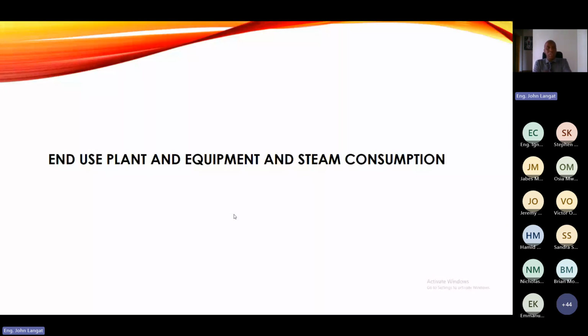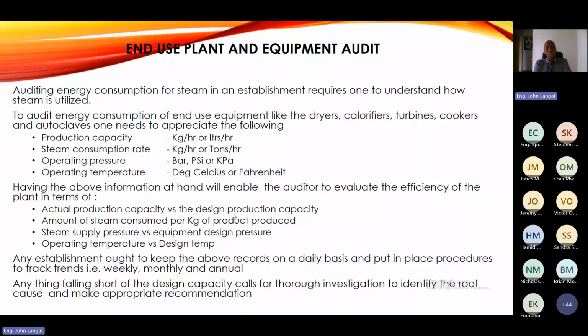Let's go to end use, plants and equipment and steam consumption. Auditing energy consumption for steam in an establishment requires one to understand how steam is utilized. As an energy auditor, you need to understand how steam is utilized. Is it utilized for drying? Is it utilized for cooking? Is it utilized for sterilization? Is it utilized for motive steam or power, as I mentioned in the introduction?